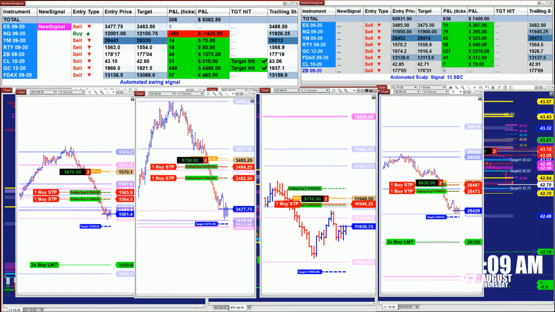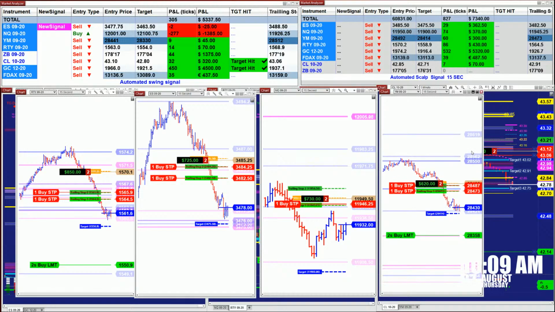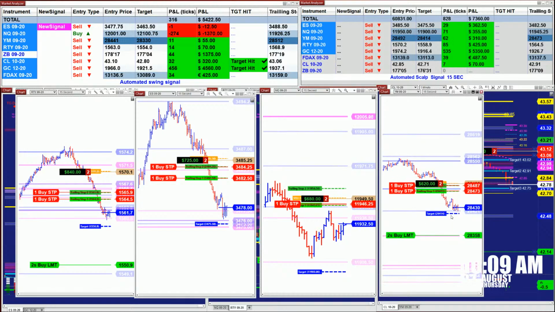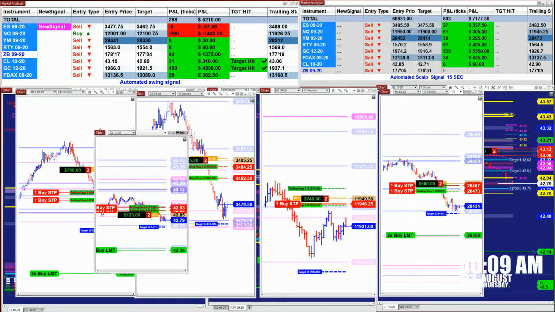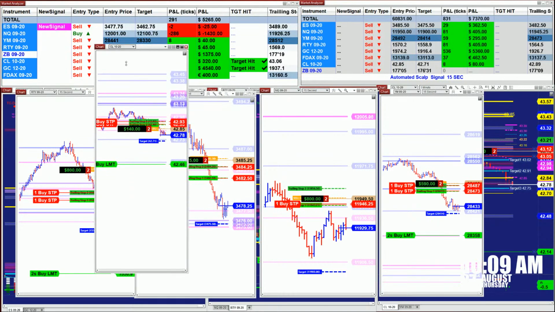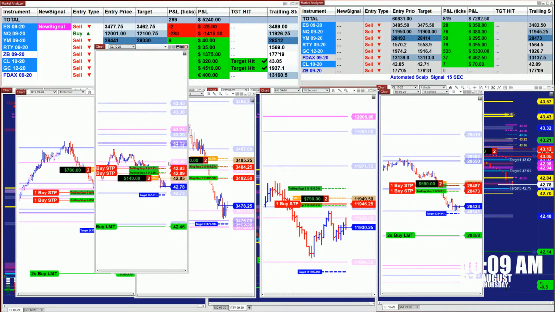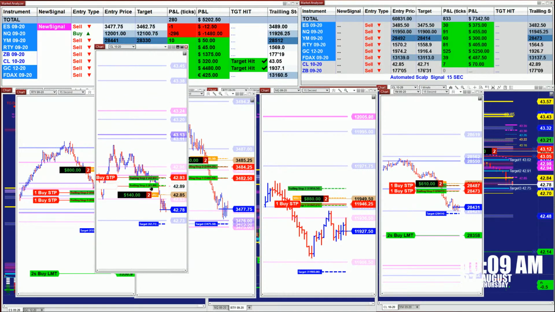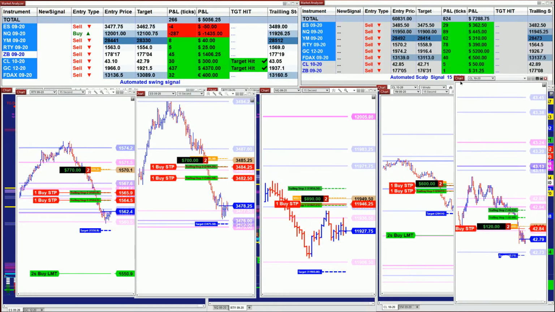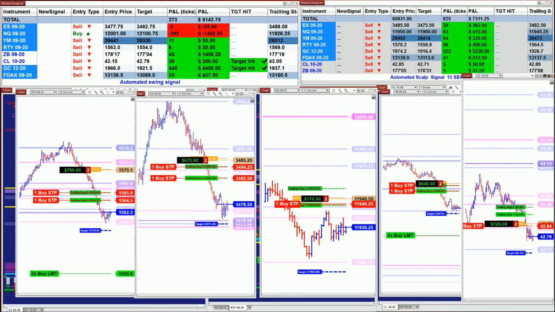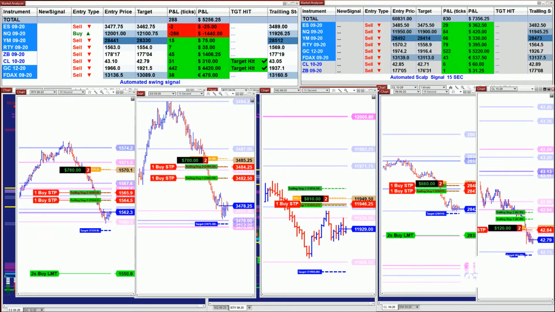So what we are going to do, we're gonna go ahead and the YM has already delivered where the system estimated the target, and we are on full speed. And then the CL just fired the signal a few seconds ago, and now we are 140 ticks into that trade, seconds after the signal fired. And we are gonna go ahead and keep it somewhere around here to be updated.